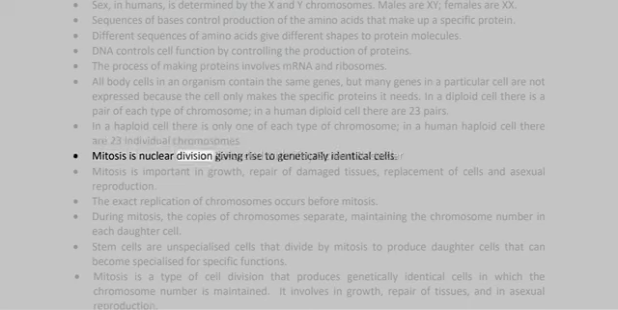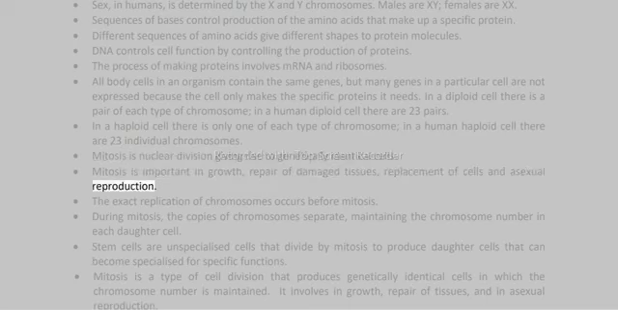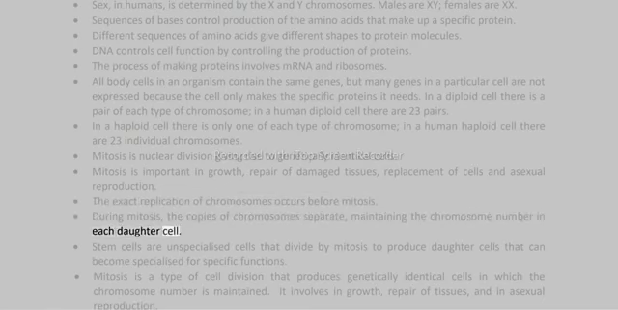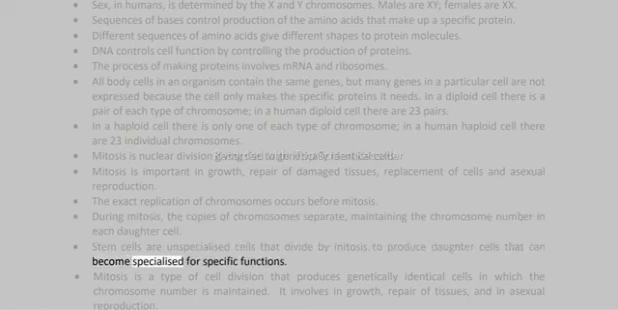Mitosis is nuclear division giving rise to genetically identical cells. Mitosis is important in growth, repair of damaged tissues, replacement of cells and asexual reproduction. The exact replication of chromosomes occurs before mitosis. During mitosis, the copies of chromosomes separate, maintaining the chromosome number in each daughter cell. Stem cells are unspecialized cells that divide by mitosis to produce daughter cells that can become specialized for specific functions.